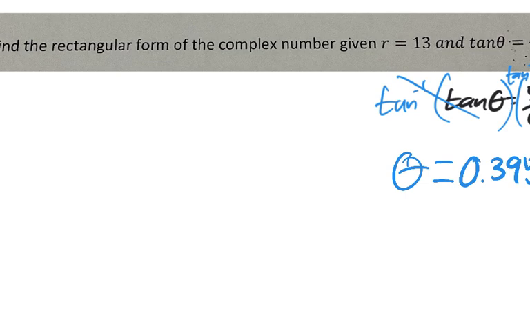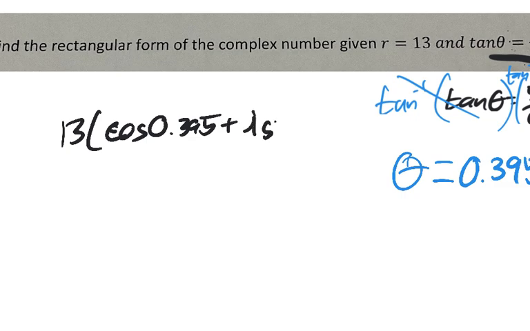What did we do? I'm so lost. I found theta because it didn't give me theta. Oh, we used inverse tangent. So I took the inverse tangent of 5 over 12 to find theta. Now I can write the polar form. Polar form would be 13 times cosine of 0.395 plus i sine of 0.395. So it's cis 0.395.